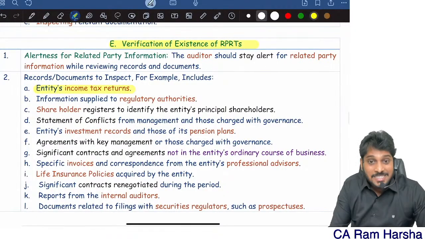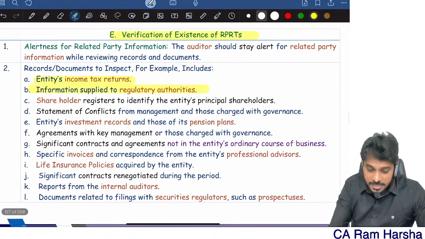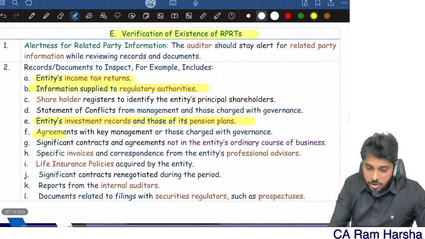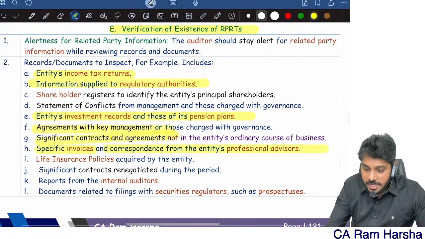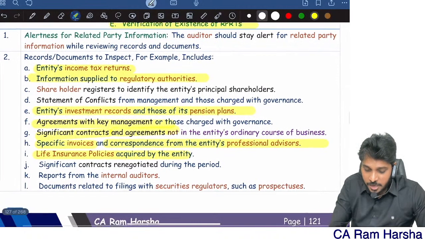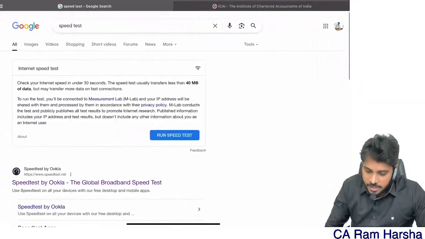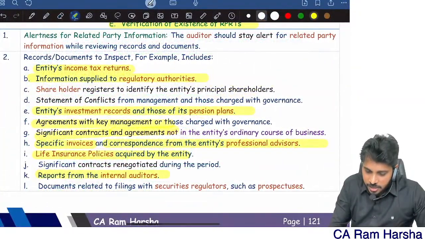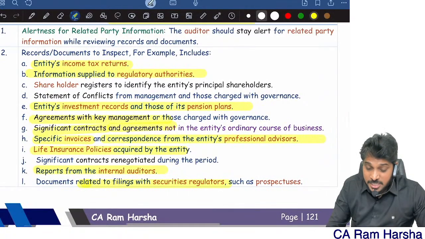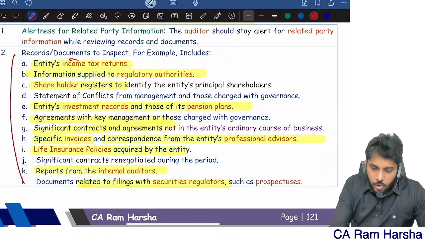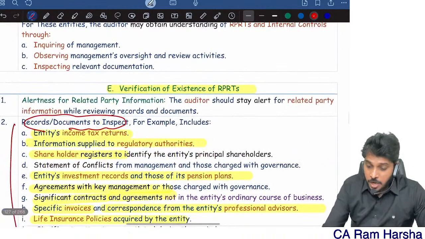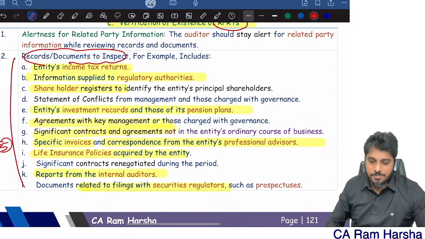How do I verify the existence of related parties? I will look at income tax returns. I will look at information filed with regulators. I will look at shareholder records. I will look at agreements with top management. I will look at significant contracts and agreements. I will see invoices and correspondence. I will see life insurance policies and see who is the nominee and on whose lives they have been taken. I will see the internal auditor's report. I will see the filings with regulators. I will see the shareholder register. So any 5 points: what are the records and documents you will inspect to identify related party relationships and transactions? Any 5 points you can write.